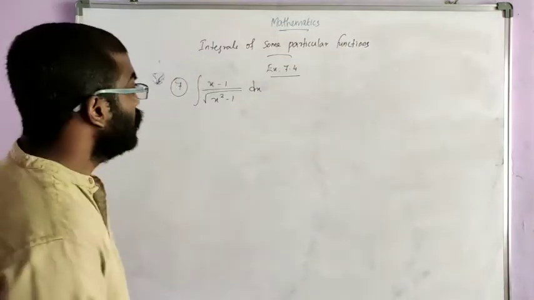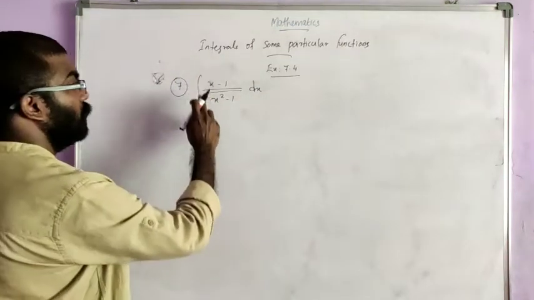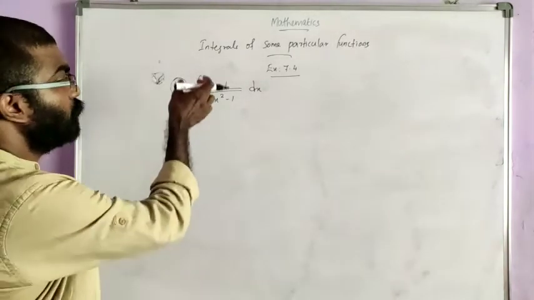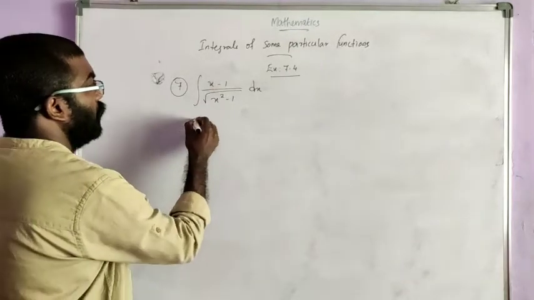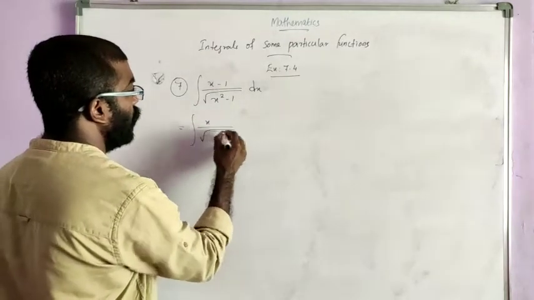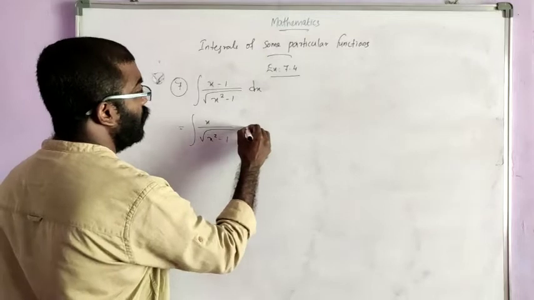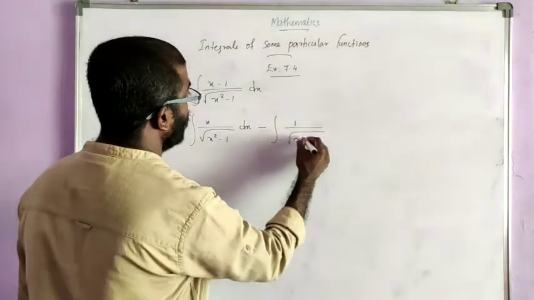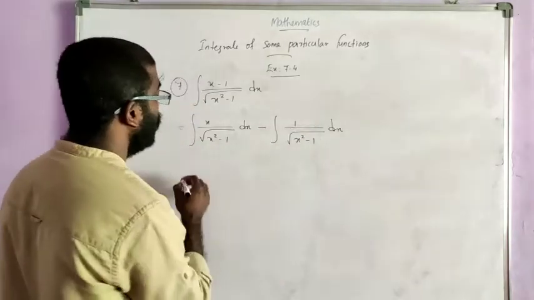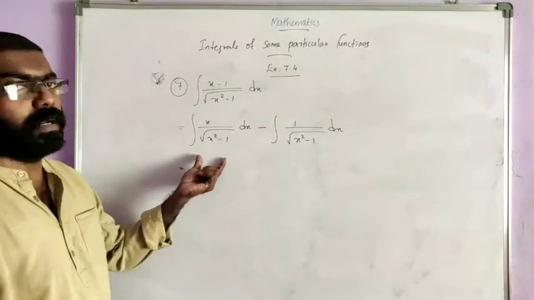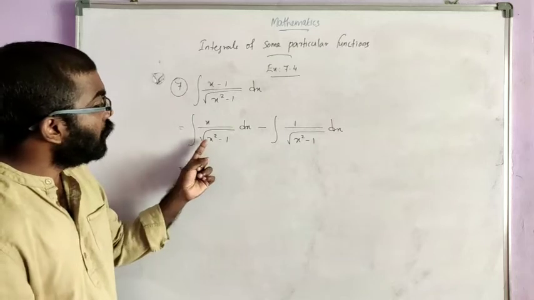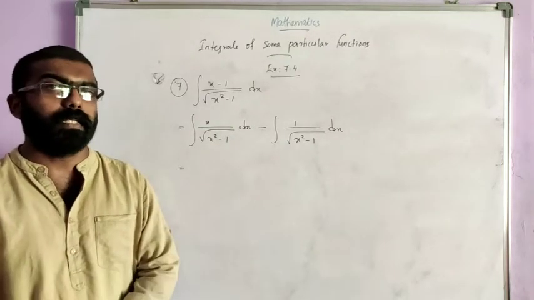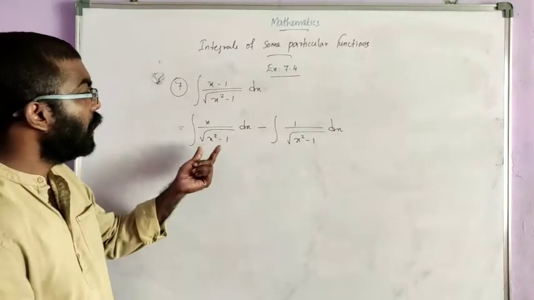Here the next question is integral of (x minus 1) by root of x square minus 1 dx. First of all we can split the term: integral x by root of x square minus 1 dx minus integral 1 by root of x square minus 1 dx. So in the first one we can put x square minus 1 as t. Integration by substitution, that method we can apply here.